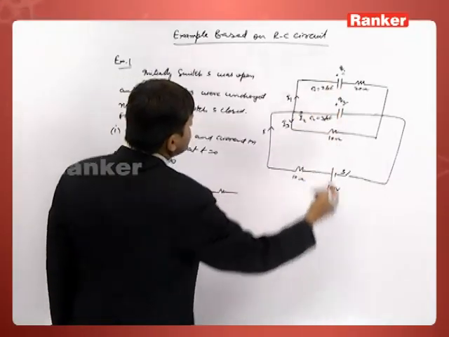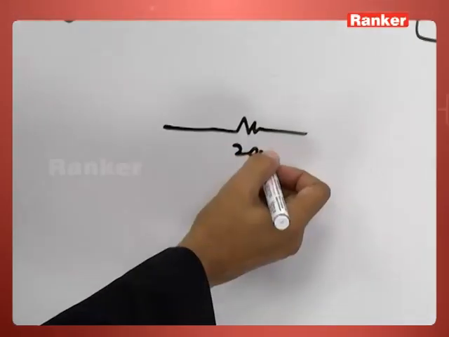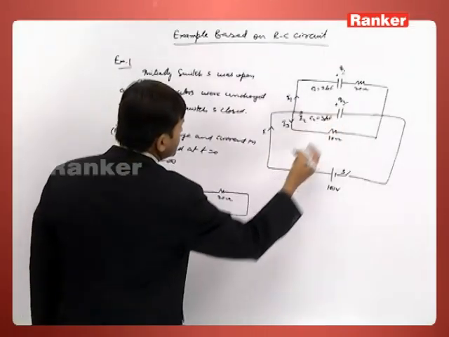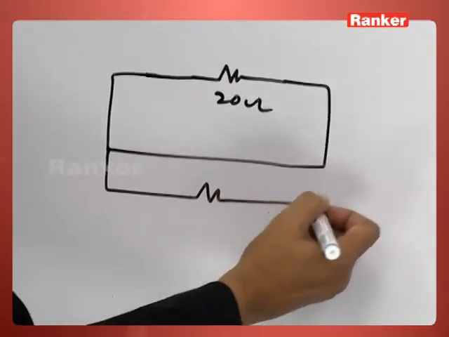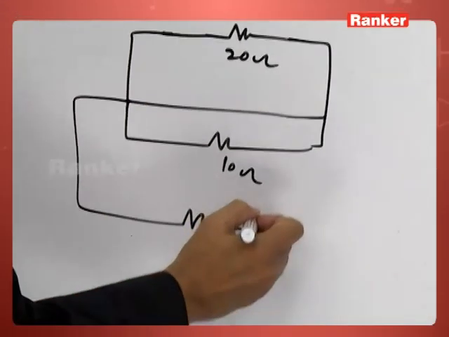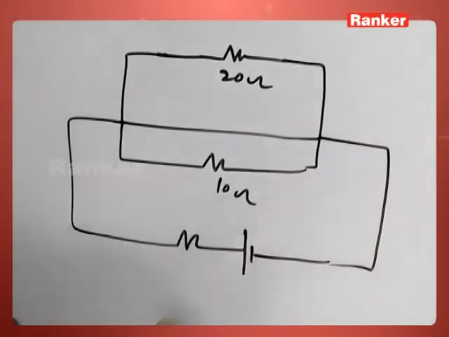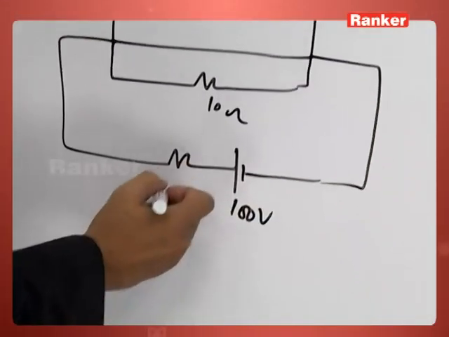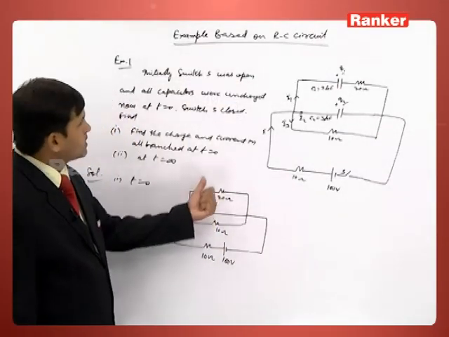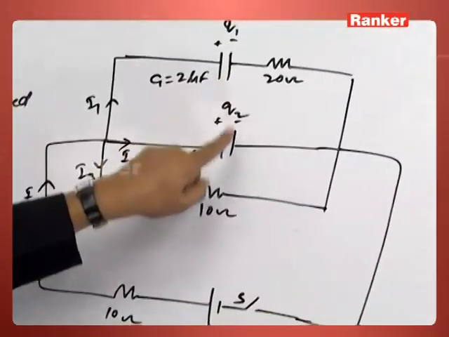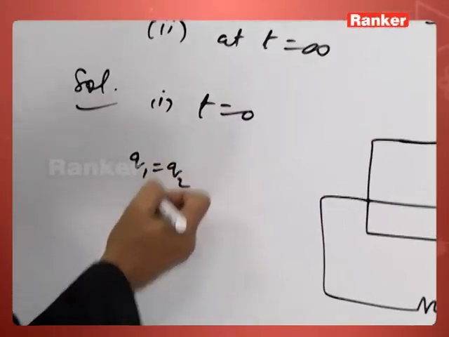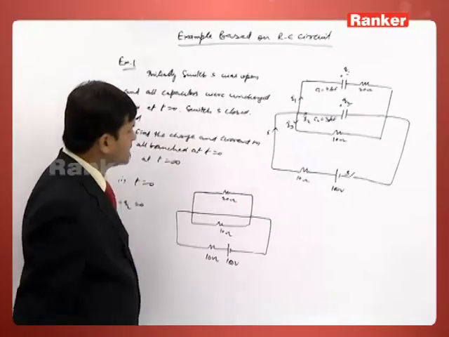This capacitor we can replace with a wire, and here resistance is 20 ohm. The second capacitor will also be a wire, and this is your 10 ohm, and this is the diagram at t is equal to 0. Now see from here, since at t equal to 0 there is no charge on the capacitor, the first value we can see is Q1 is equal to Q2 is equal to 0 at t is equal to 0.